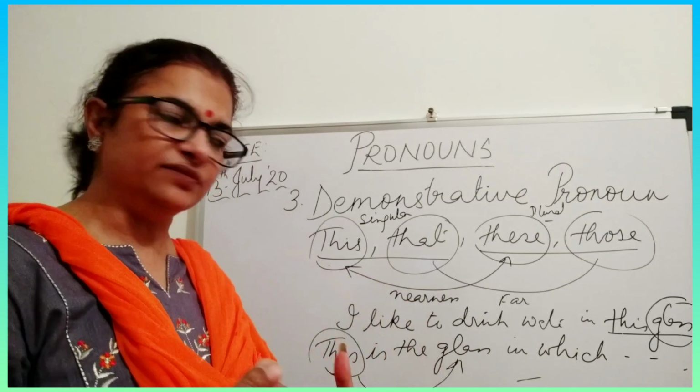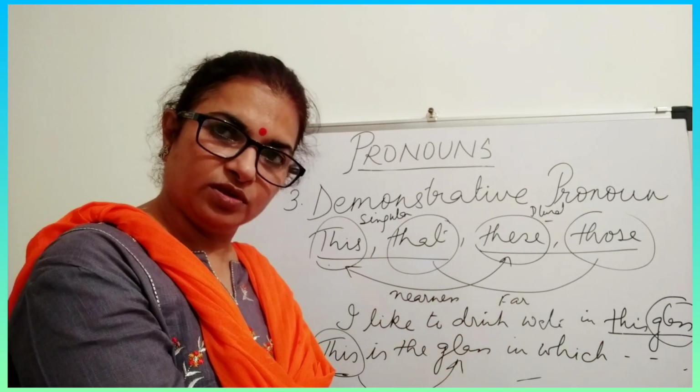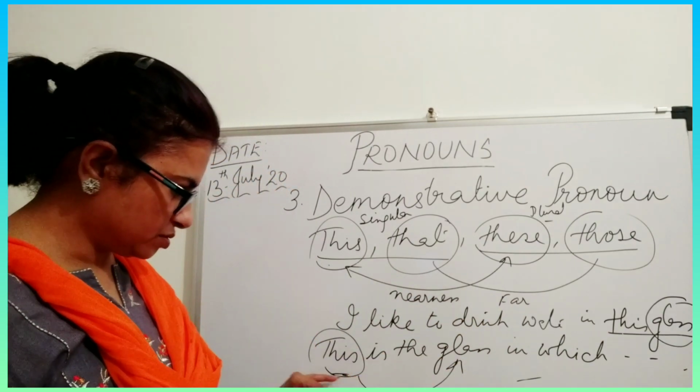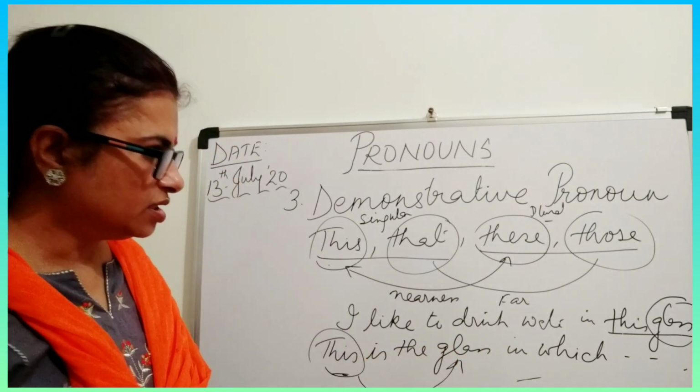Now you understood the difference between demonstrative adjective and demonstrative pronoun. A demonstrative adjective will be followed by a noun. And here it is not followed by a noun. This is the glass, and this. So you can see the difference.